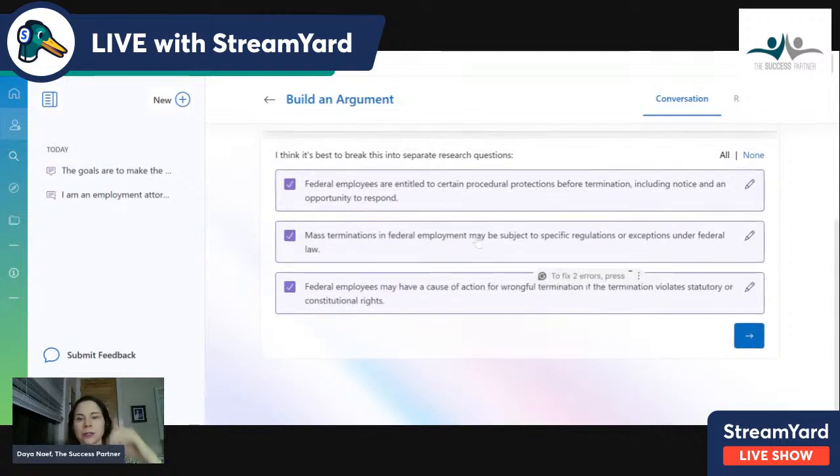All right, so here is some suggestions. So it's teaching me some things as we go along here. So federal employees are entitled to certain procedural protections before termination, including notice and an opportunity to respond. Mass terminations in federal government may be subject to specific regulations and exceptions under federal law, and federal employees may have a cause of action for wrongful termination.